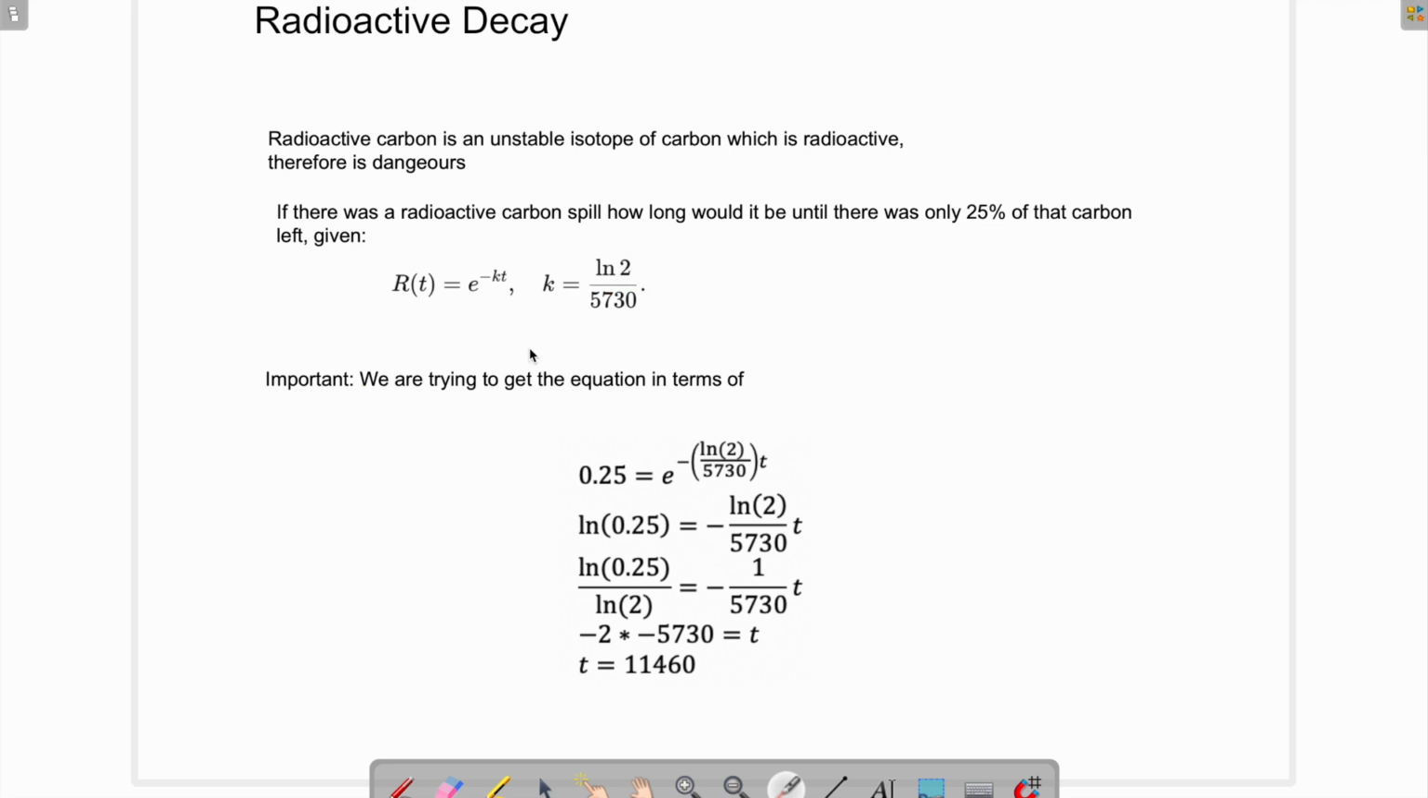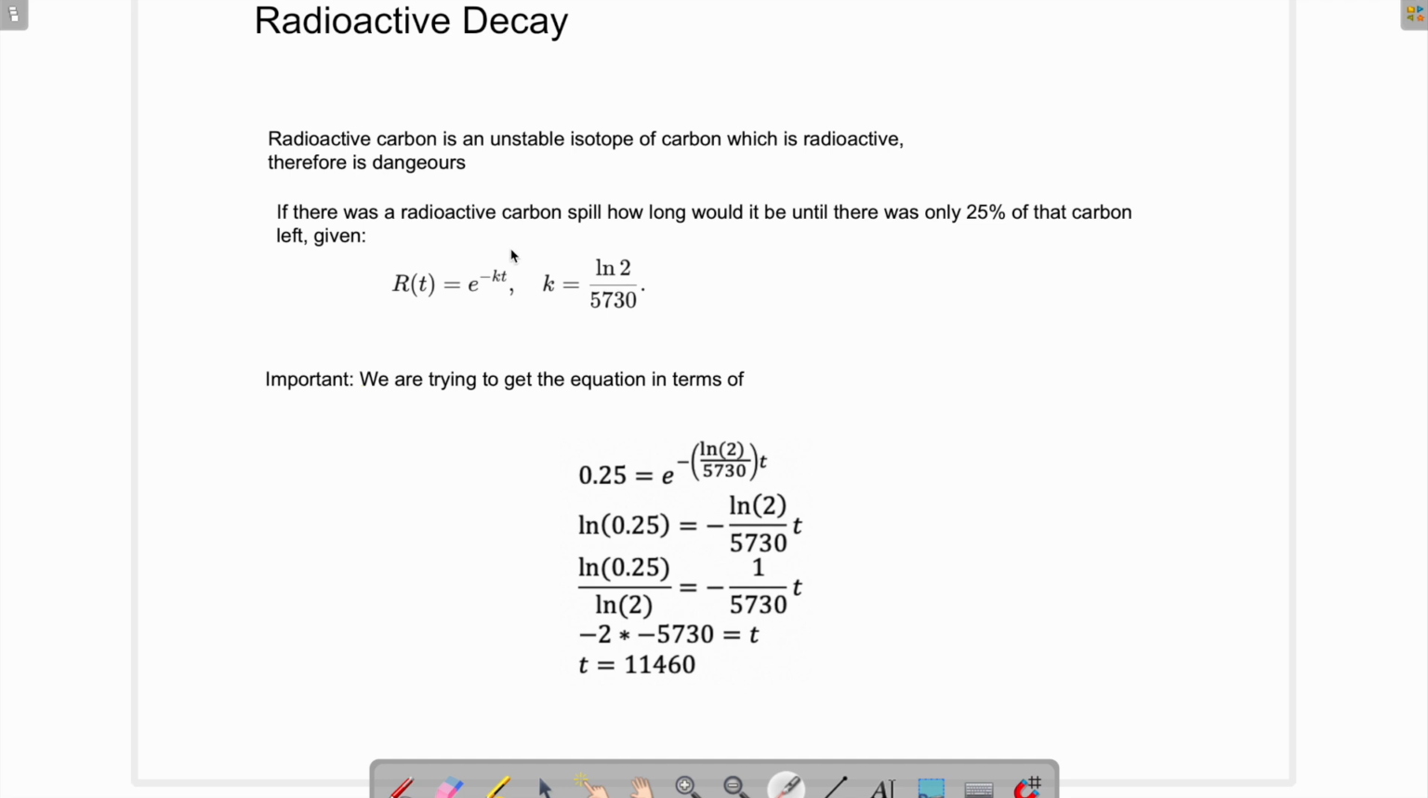Awesome. So let's think about the information we have. R(t) represents the percentage amount of radioactive carbon left over. So when the initial spill happened, what would that be? That would be 100%, or if you want to put it in terms of a number, just equal to 1. And therefore at the same time, t would equal 0 and k would always be as it is.